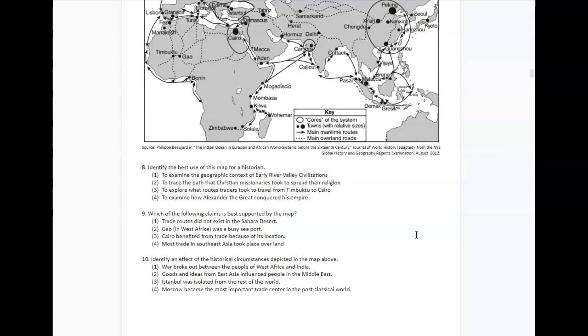And number 10, identify an effect of the historical circumstances depicted in the map above. 1. War broke out between the people of West Africa and India. 2. Goods and ideas from East Asia influenced people in the Middle East. 3. Istanbul was isolated from the rest of the world. 4. Moscow became the most important trade center in the post-classical world.